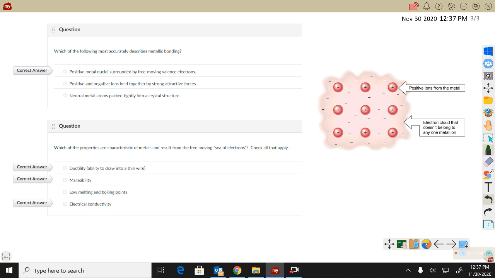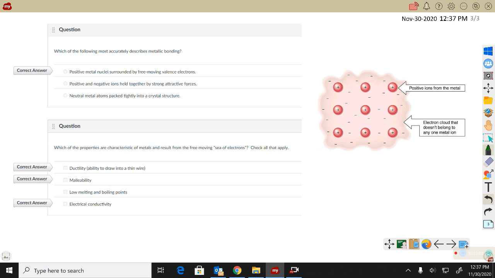Which of the following most accurately describes metallic bonding? We think of it as this sea of positive nuclei surrounded by free moving valence electrons. So it's kind of ionic in the sense that we do have these positive ions because the metal atom will give up electrons. It's willing to lose electrons. All metals form positive ions. They want to lose electrons to obtain that full outer shell.